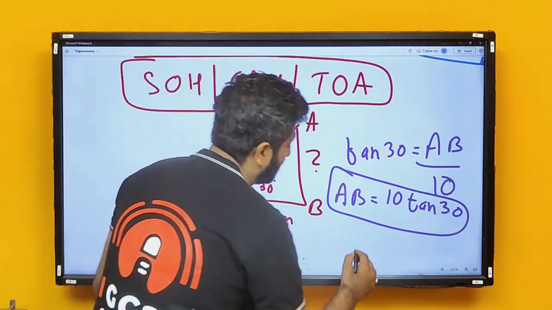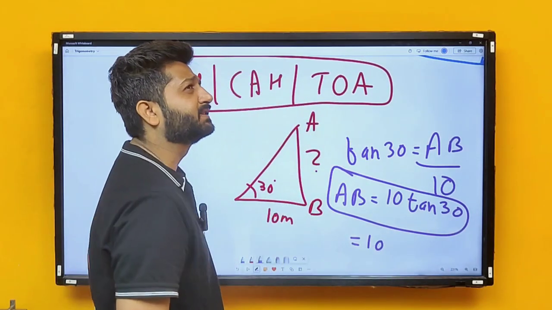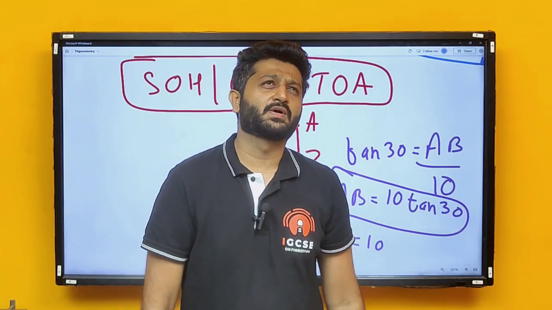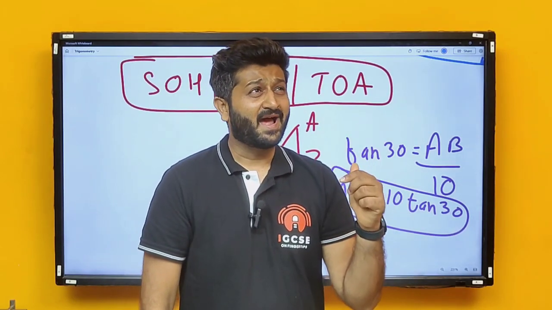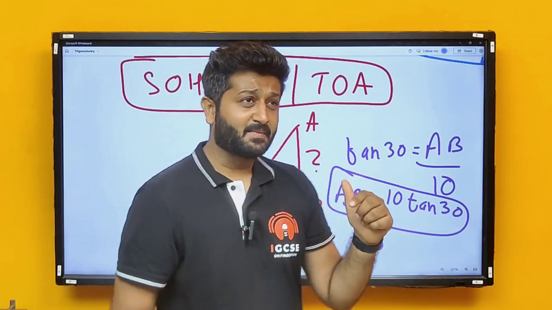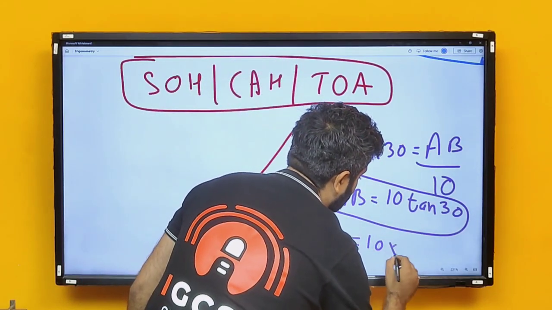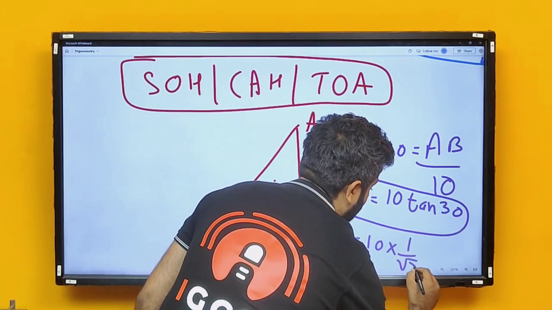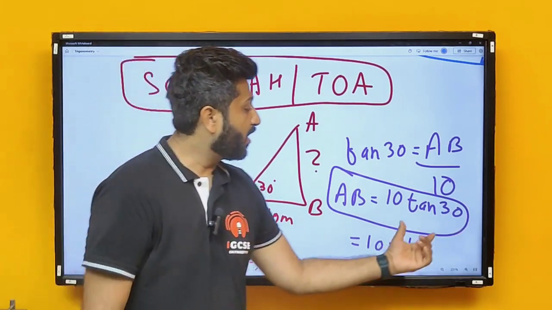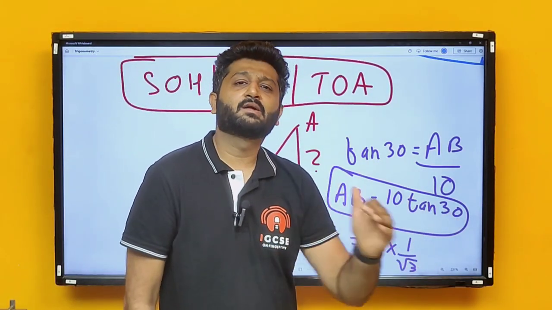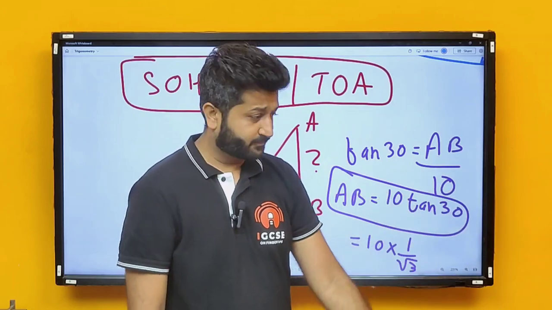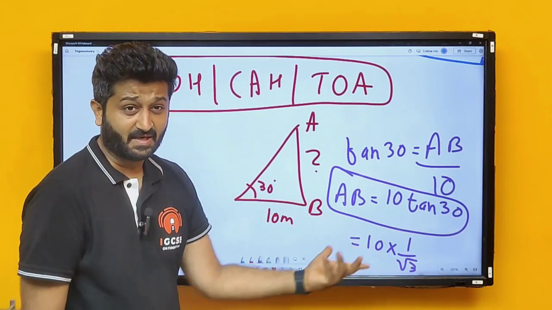You can use your calculator. If I am not wrong, tan 30 is going to be sin 30 by cos 30. Sin 30 is 1 by 2 and cos 30 is root 3 by 2. So this is going to be 10 into 1 by root 3. Now how do I remember this tan 30? We'll come back to that later. So this is my height of the building.